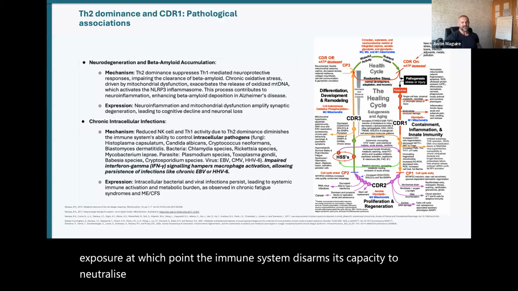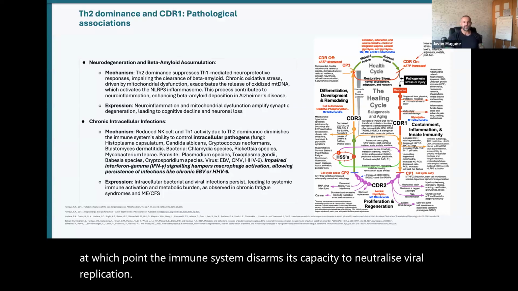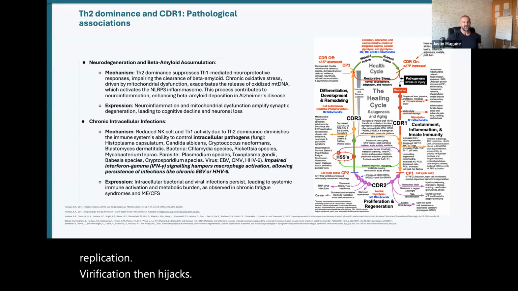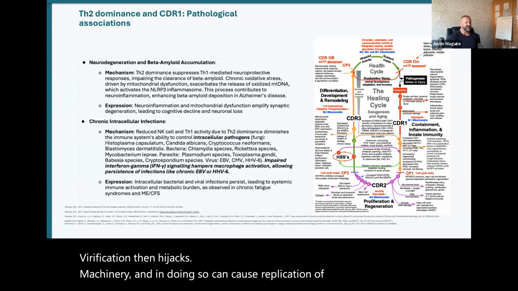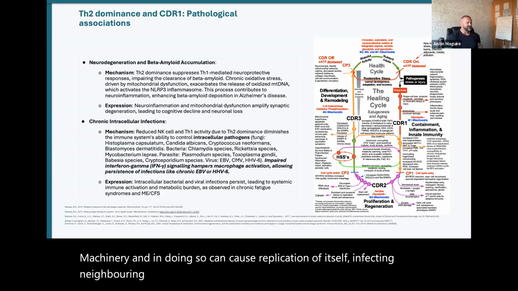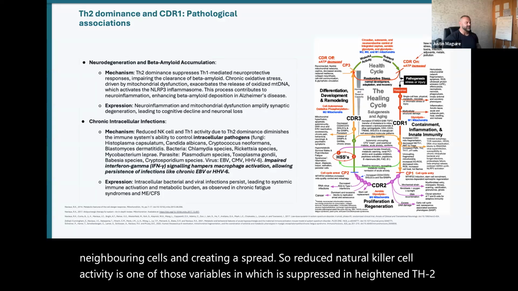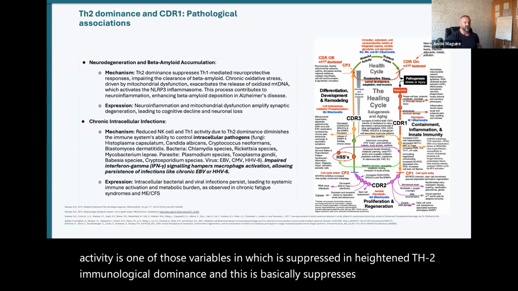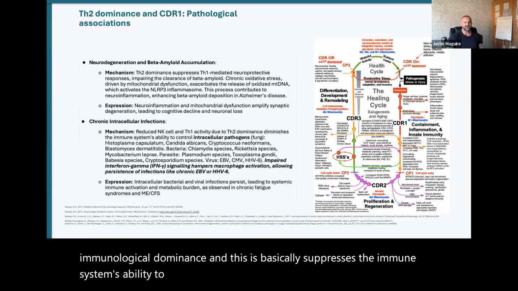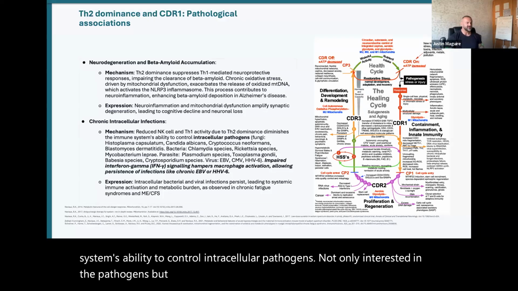Viral replication then hijacks ribosomal machinery, and in doing so can cause replication of itself, infecting neighboring cells and creating a spread. So reduced natural killer cell activity is one of those variables which is suppressed in heightened Th2 immunological dominance. And this basically suppresses the immune system's ability to control intracellular pathogens, not only intracellular pathogens, but also cells that have become somewhat carcinogenic.